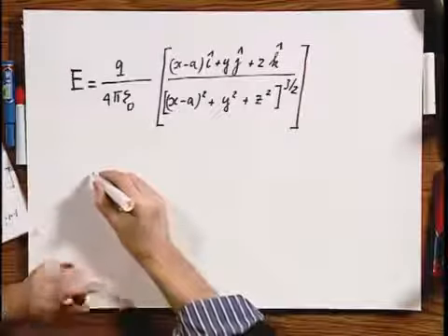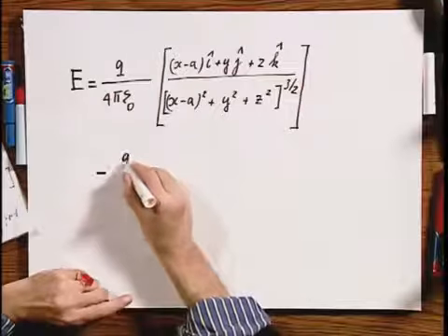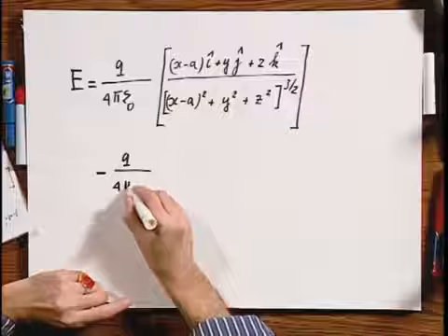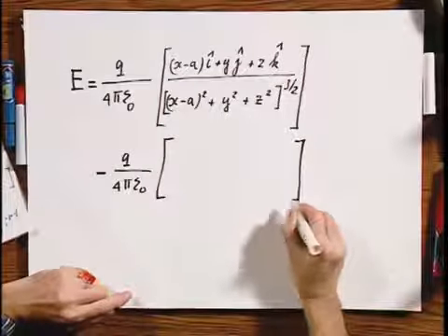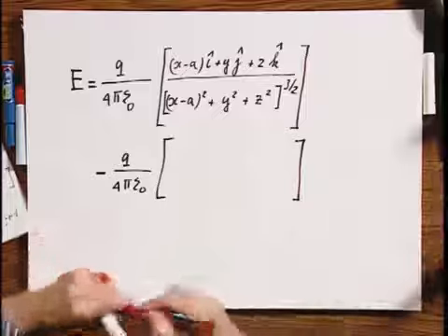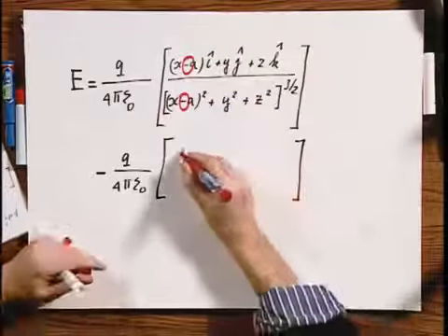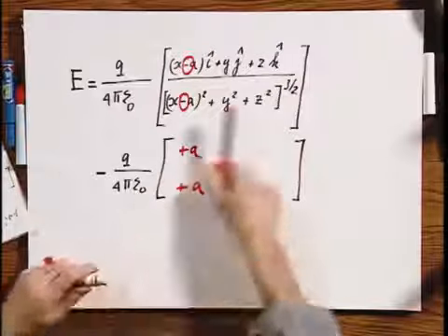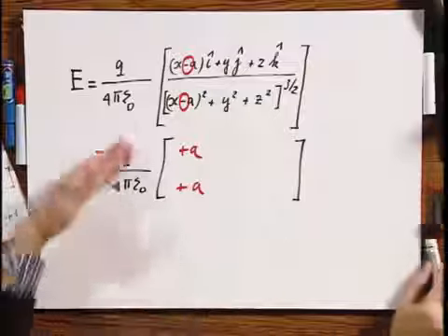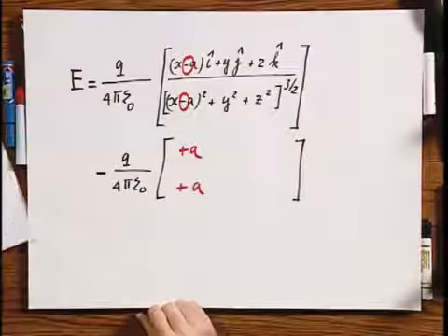You now have to add the part from point A, so you get a minus q divided by 4 pi epsilon 0. And you get exactly the same thing here, except that wherever you had a minus a, you now get a plus a, for obvious reasons. And so you have to add the two up, and you'll see immediately the answer that you were given in your book.